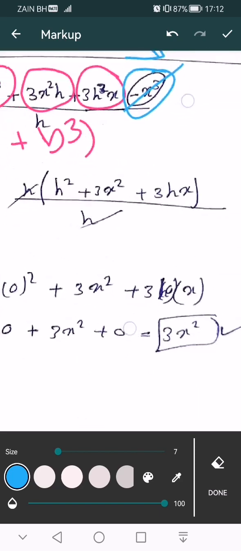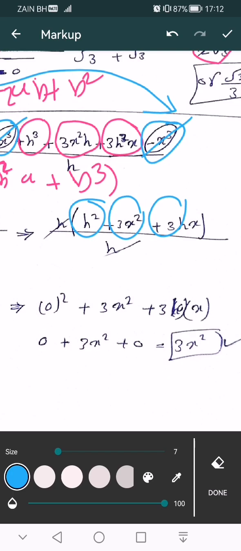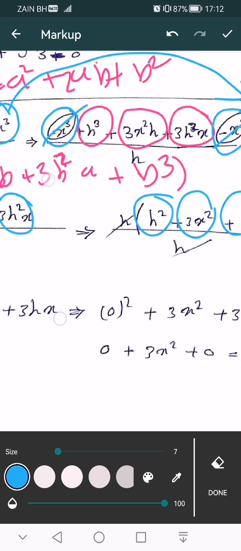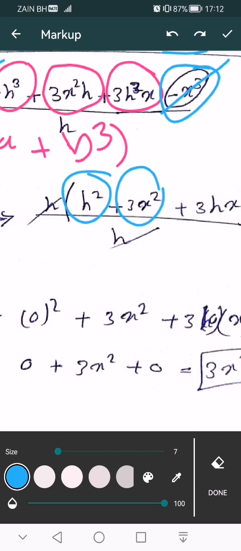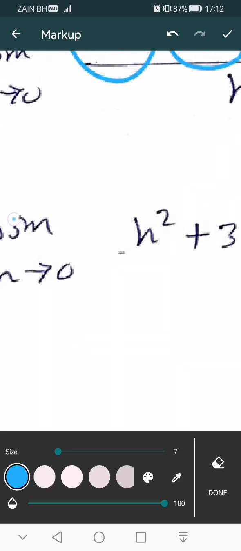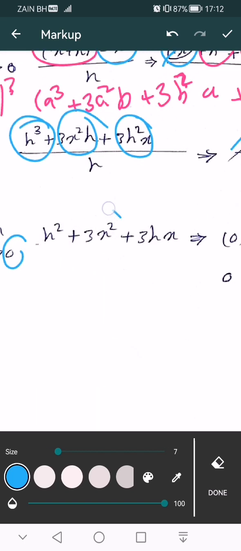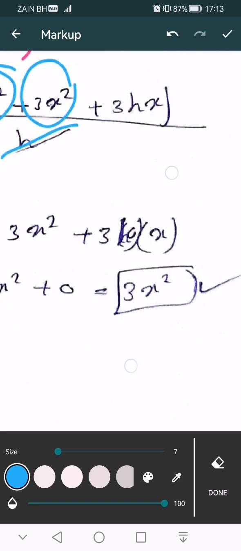Okay, I take h from each place. The remaining: from here h is gone. From here, h cube becomes square, and here the square becomes 1h. Now I will cancel this one with this one. So now the question will be easy. I can do direct substitution, remove the h. Here I don't have h, so don't touch it. Here I have h, 0 square is 0 and 3 by 0 is 0, so the remaining will be 3x square. So the answer will be 3x square.